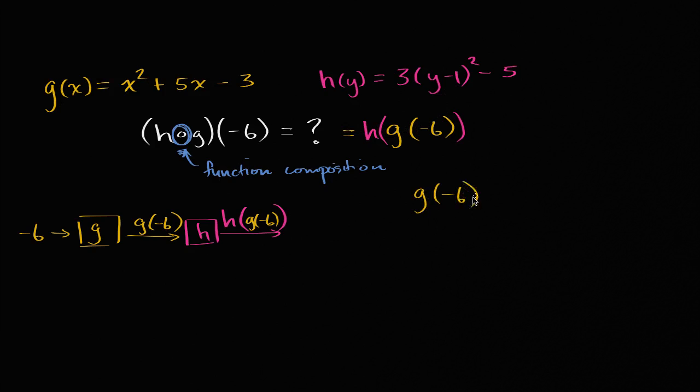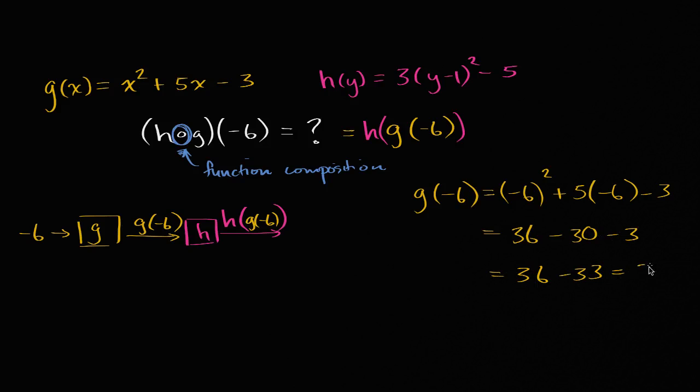So g of negative 6, let's figure that out. g of negative 6 is equal to negative 6 squared plus 5 times negative 6 minus 3, which is equal to positive 36 minus 30 minus 3. So that's equal to what? 36 minus 33, which is equal to 3. So g of negative 6 is equal to 3. You input negative 6 into g, it outputs 3.